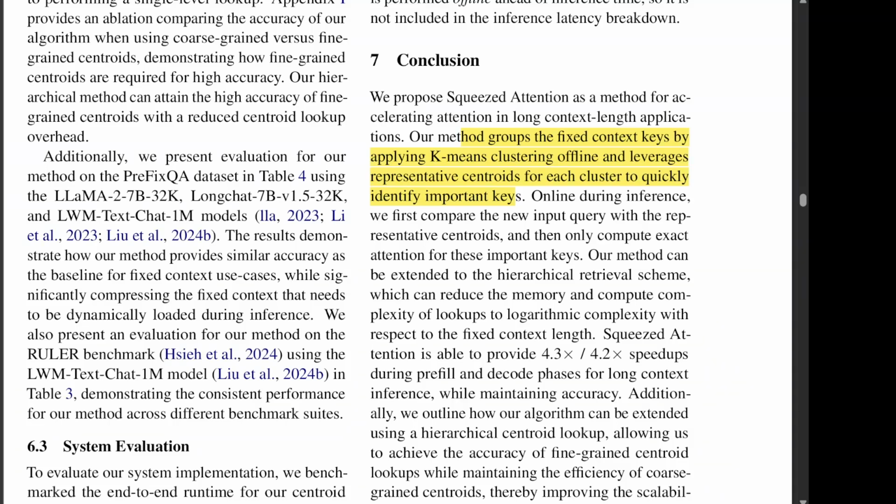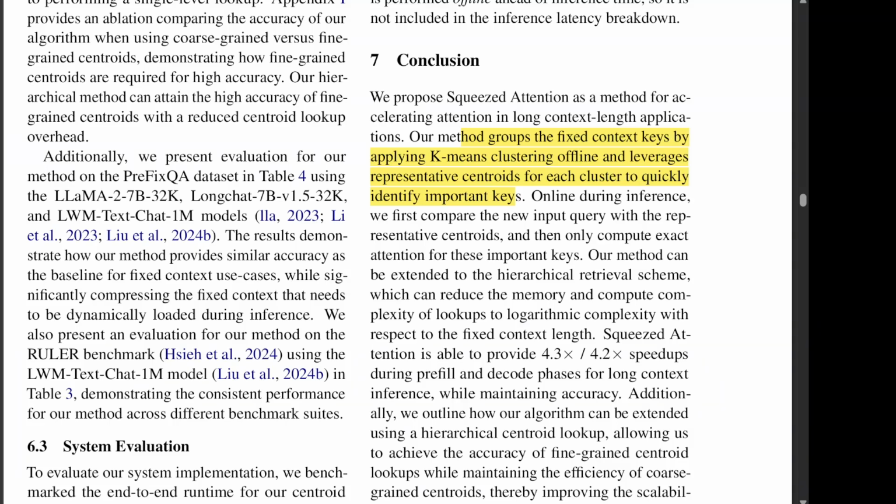What else? The method is really designed for scenarios with a large fixed context known beforehand. It's less directly applicable if the entire context is changing dynamically with every single query. Maybe future work could try to accelerate the offline clustering part so much that it could be done almost on the fly. That's an open question. Okay, makes sense. Focused on that fixed context use case.